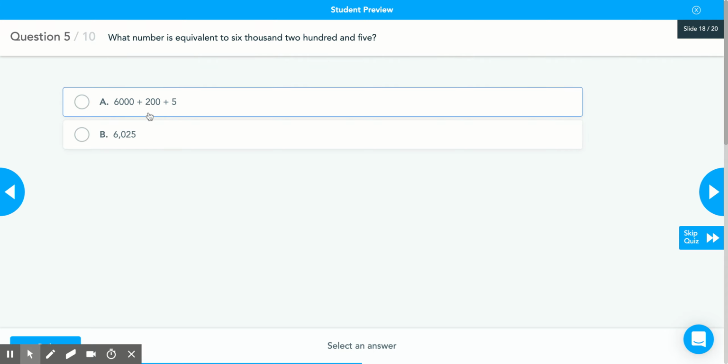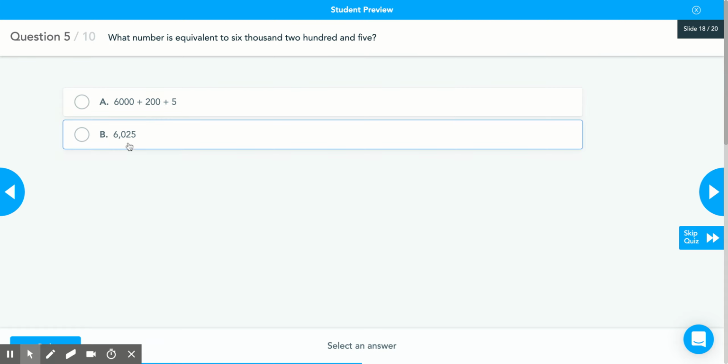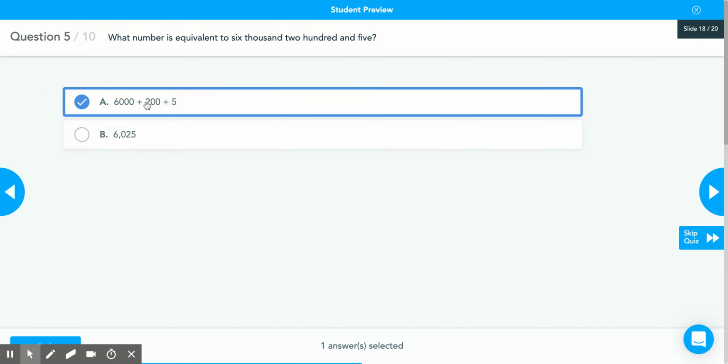Then we go to 200. In A, in the expanded form, 200 is in the correct spot. However, in B, the 2 is in the tens place, which would make it 20. So B is now incorrect. And then in the question, it asked for 5. So A would still be correct of 6,000 plus 200 plus 5.